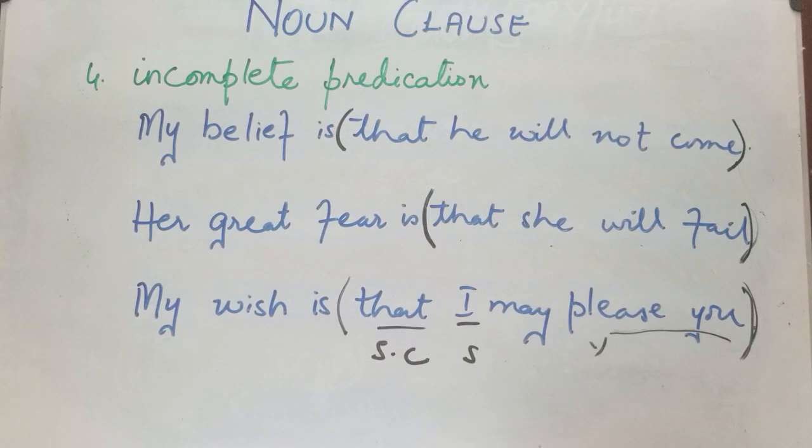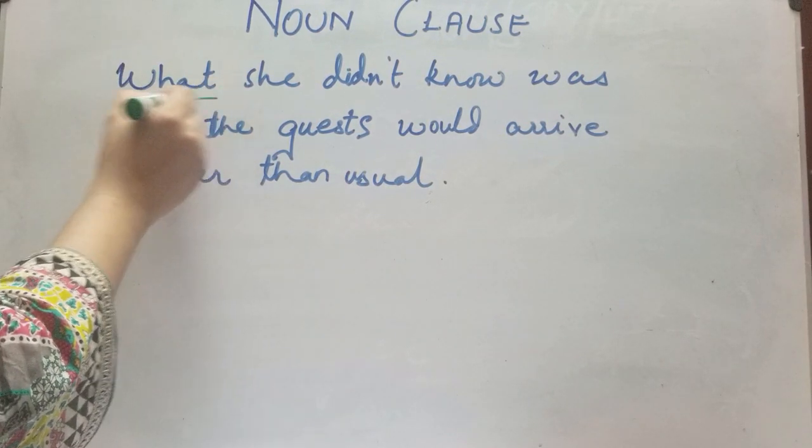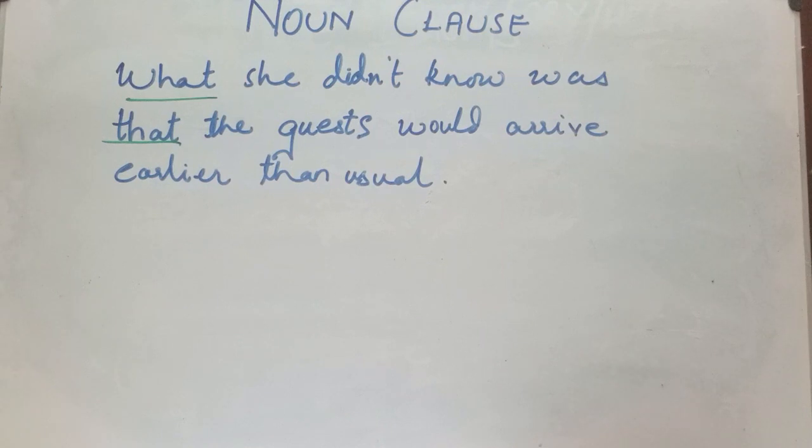Let's look at a sentence that is quite a complex one. In the starting I had given you a pattern, so we are going to look for that pattern. A very nice sentence over here: what she didn't know was that the guest would arrive earlier than usual. See that there are two trigger words. Now what are those triggering words? What over here, that over here. Let's see how they are functioning in the sentence. See, divide them in two.